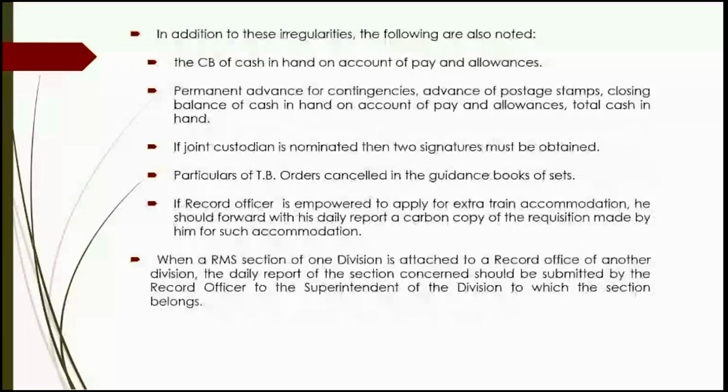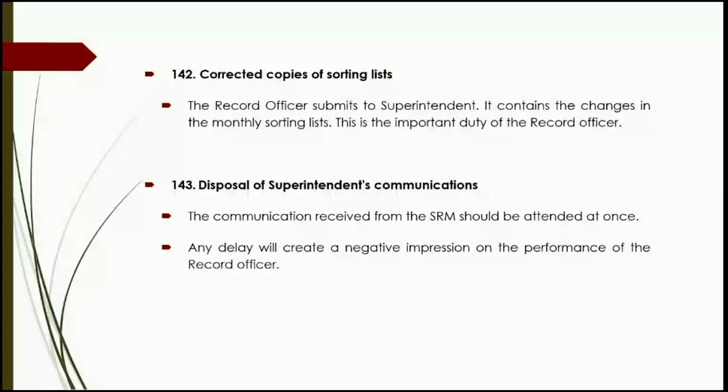Now we saw that there might be some corrections in the sorting list. So if there are corrected copies of the sorting list, then that has to be submitted to the superintendent. Naturally, this is a very important duty of the record officer. Corrections also will be issued by the superintendent. After correcting it, corrected copies also should be submitted to the superintendent. That is, they have to show that they have corrected as per the direction of the superintendent. Okay. And it has to be reported to the superintendent. It is an important duty.